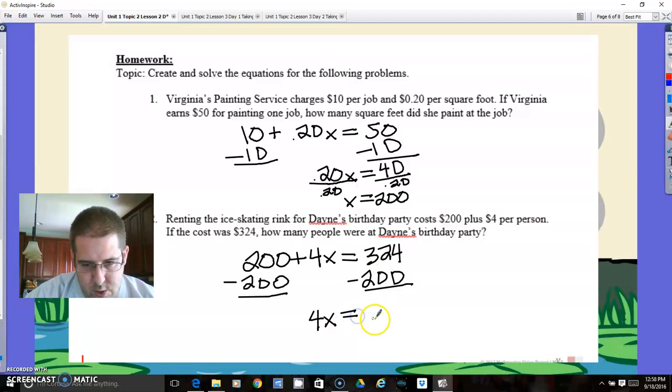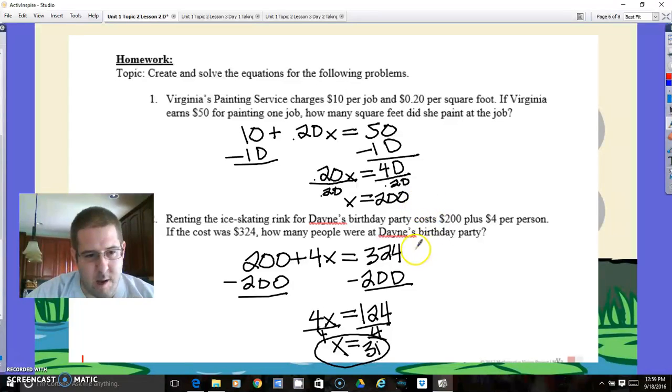4x is equal to 124. All right, I can divide both of those by 4, and I don't need a calculator for that because I know 4 goes into 12 3 times, and 4 goes into 4 1 time. So the answer must be 31. All right, so that's it.